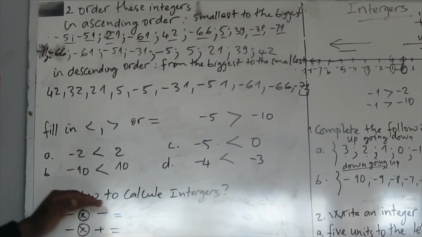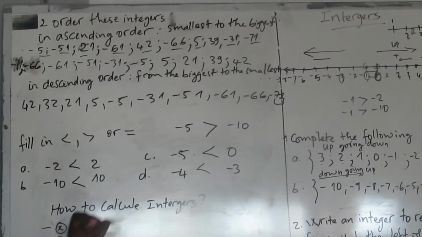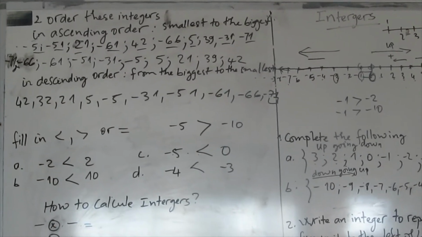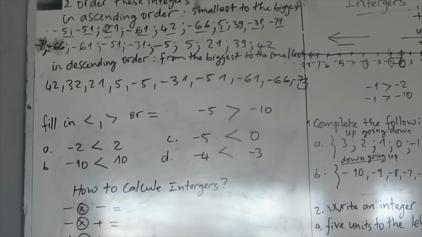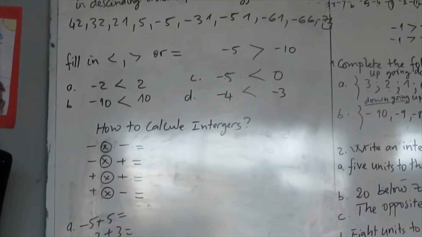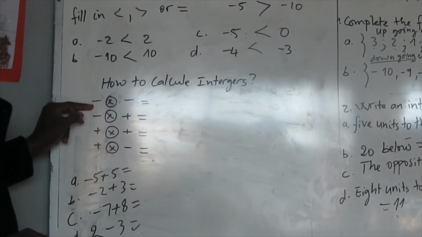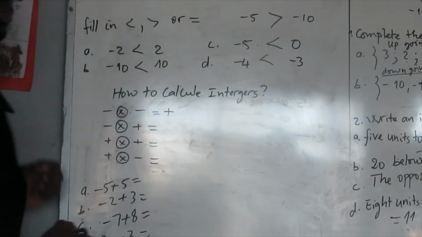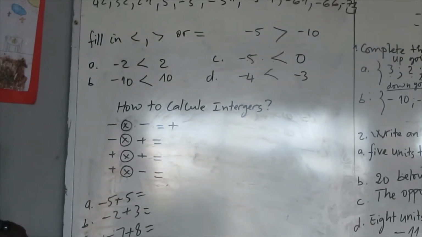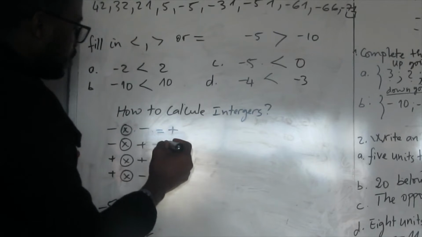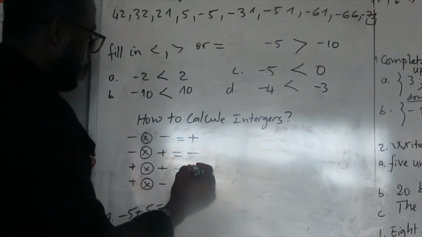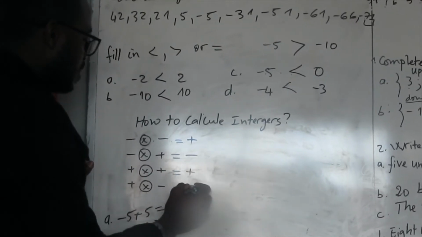So our question today is how to calculate integers. For us to calculate integers, the first thing we must know is the operation or calculation of signs. With the calculation of signs, we can see negative times negative equals positive. It's new in grade 7. Negative times positive equals negative. Positive times positive equals positive. And positive times negative equals negative.